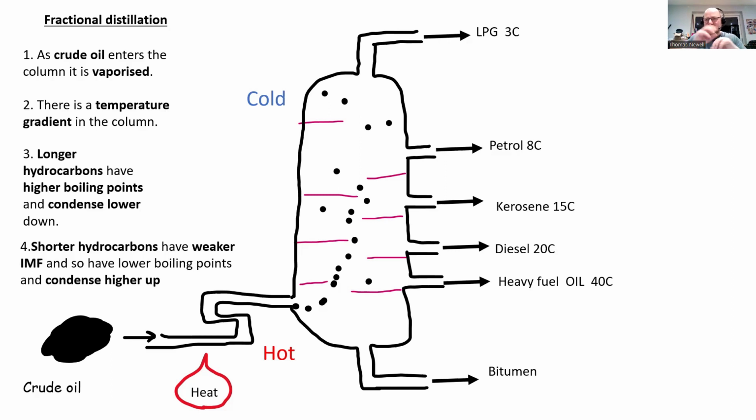The ones you have to know the displayed formula for, they come out at the top. They're actually gases at room temperature. Things like the gas that comes out in your Bunsen burner or your cooker at home or your heating system for heating your home, those come out at the top there.